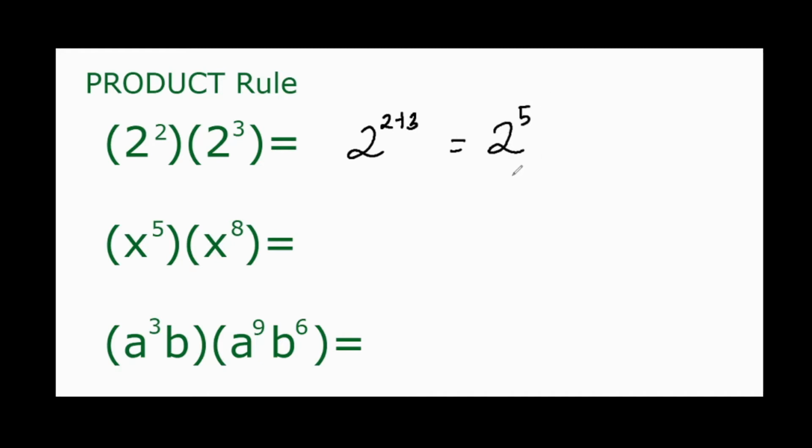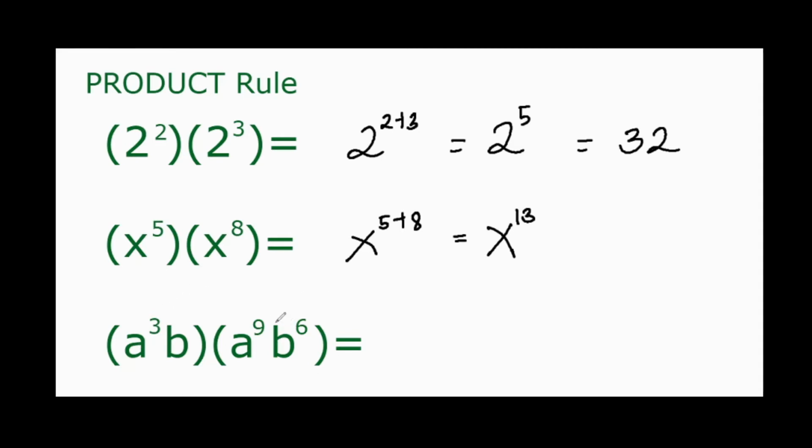Since 2 raised to 5 could still be simplified, now let's find the value of 2 raised to 5, which means 2 times 2 times 2 times 2 times 2. And that is equivalent to 32. How about our second example? We have here x raised to 5 times x raised to 8. Again, copy the same base and add our exponent. So we have 5 plus 8. 5 plus 8 will give us 13. Therefore, our final answer now is x raised to 13.